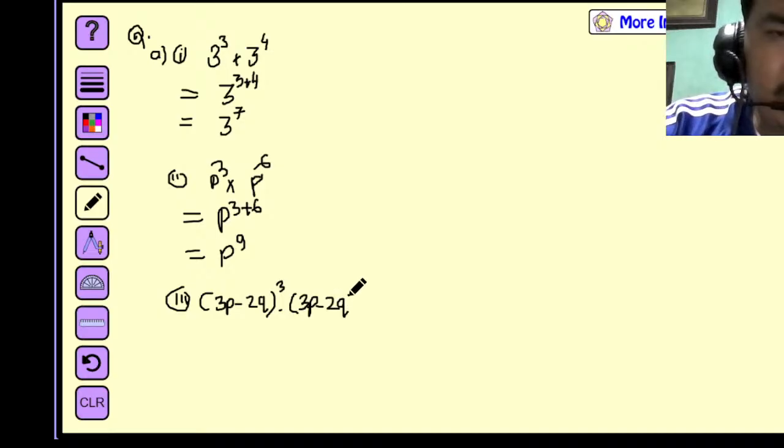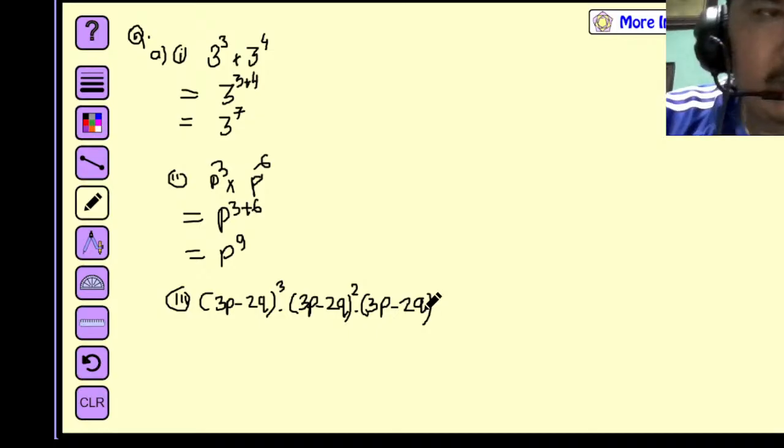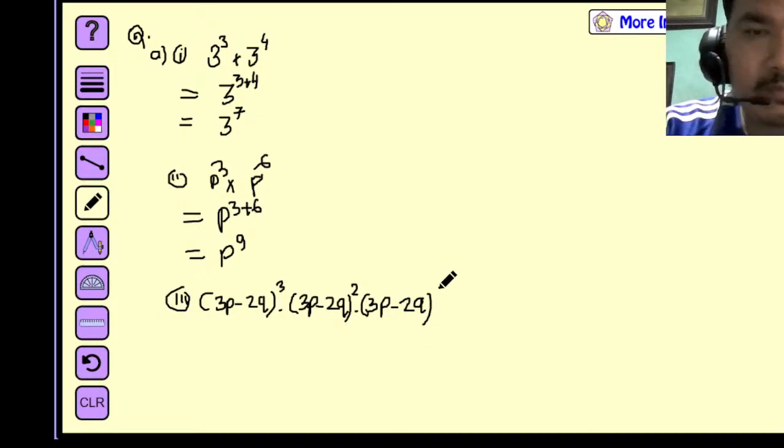Okay, is also whole power 2, and into here is also given 3p minus 2q is also whole power 6.